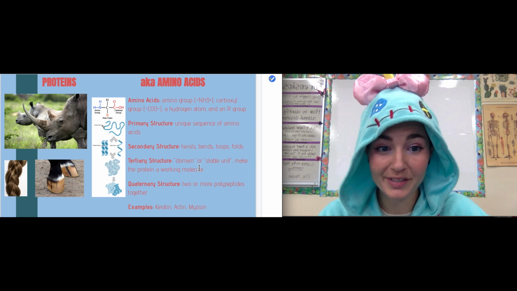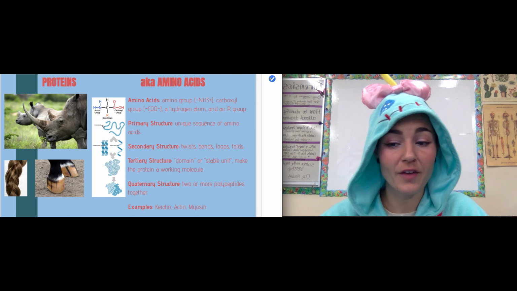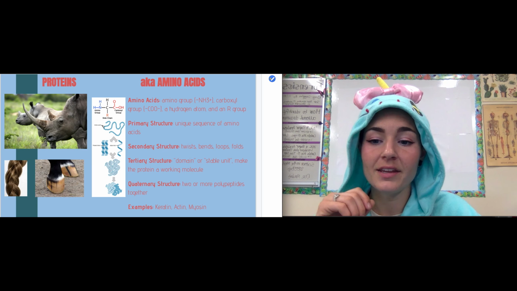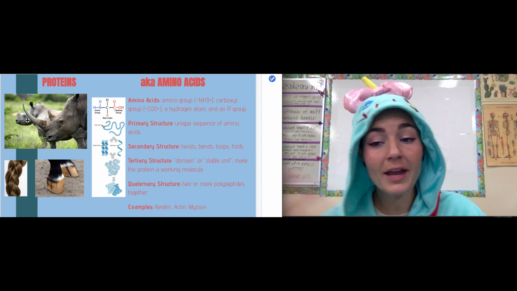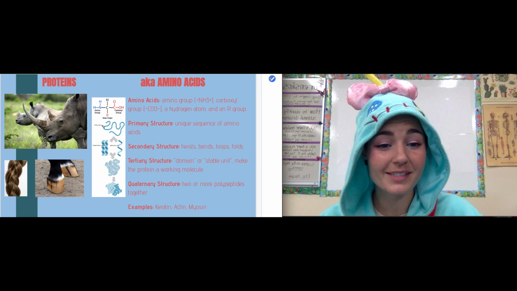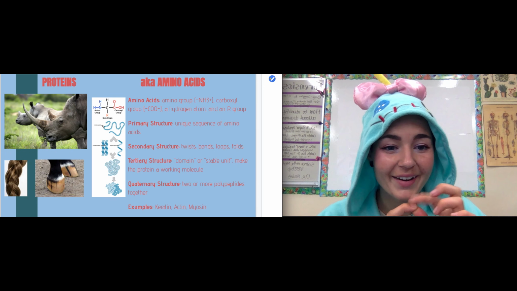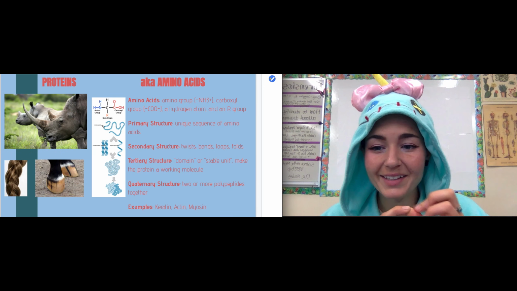So some examples of protein include keratin, and keratin is what's found in our nails, in our hair, and even in horse hooves and rhino horns. That's all keratin. It's the same exact thing. It's a protein that helps make hair and nails and hooves and all of that.